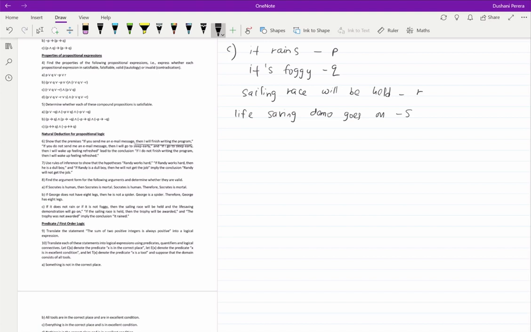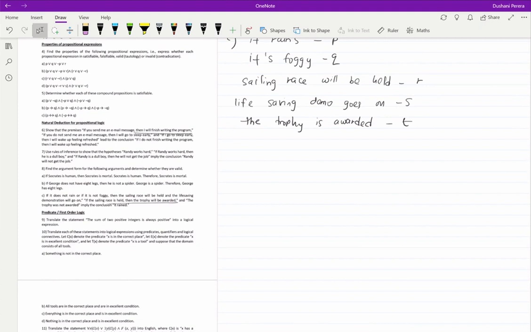And then, if the sailing race is held, then the trophy will be awarded. If the sailing race is held, then a trophy will be awarded. The trophy will be awarded, let's call that T. The trophy was not awarded. Is the conclusion? No, it's not the conclusion. It rained is the conclusion.